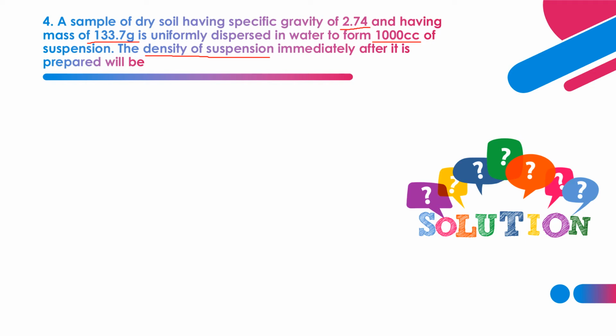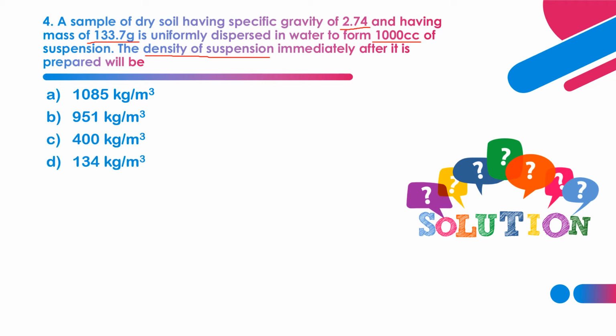Just think about it. It is one of the easiest questions. We just have to use the density, volume and mass relation formulas to get the answer. Option A is 1085 kg per meter cube. Option B 951. Option C 400. Option D 134.